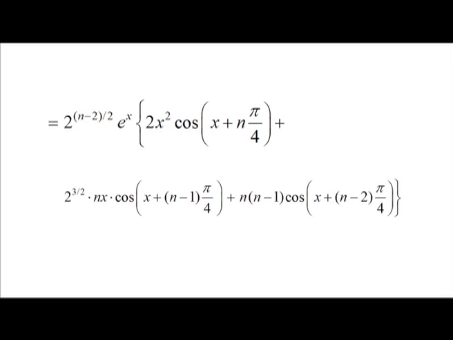which is equal to 2^((n−2)/2) e^x [2x² cos(x + nπ/4) + 2^(3/2) nx cos(x + (n−1)π/4) + n(n−1) cos(x + (n−2)π/4)].